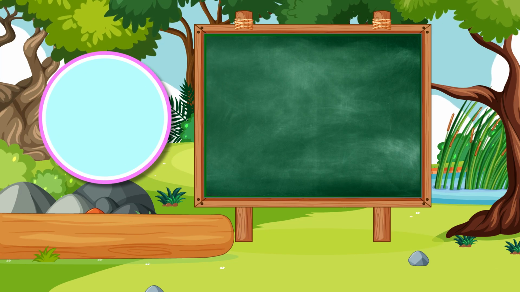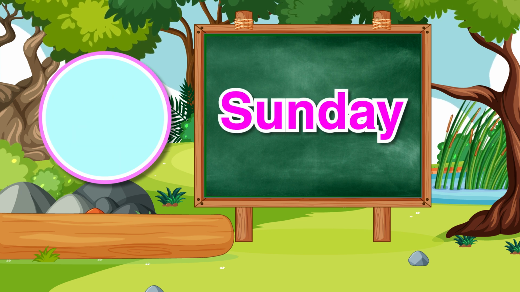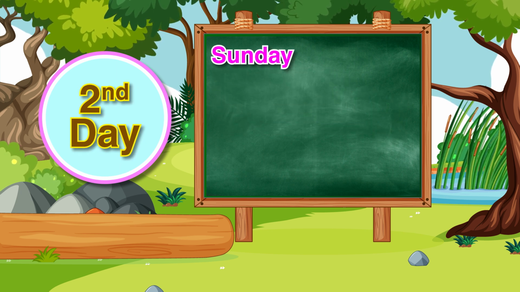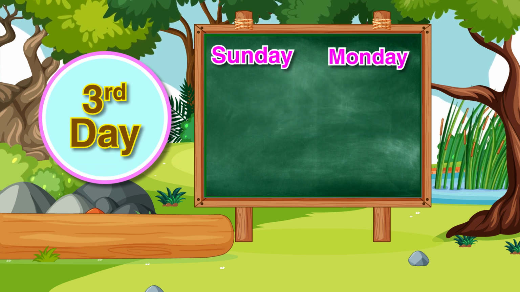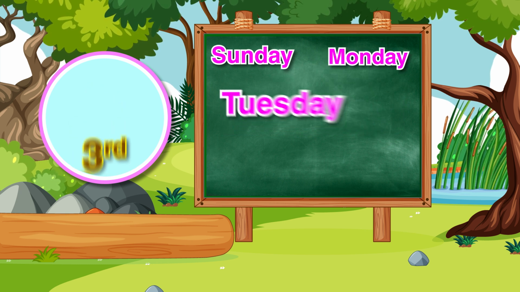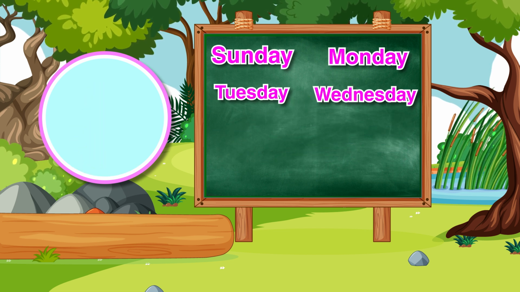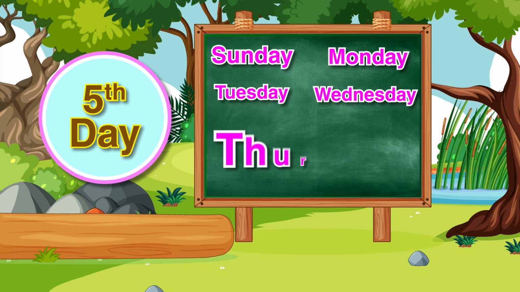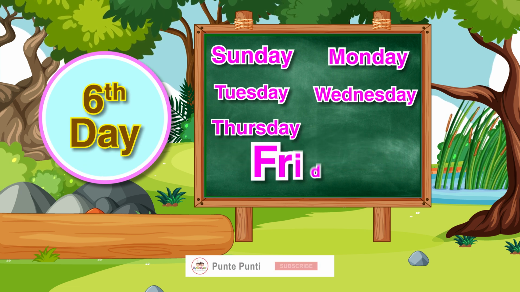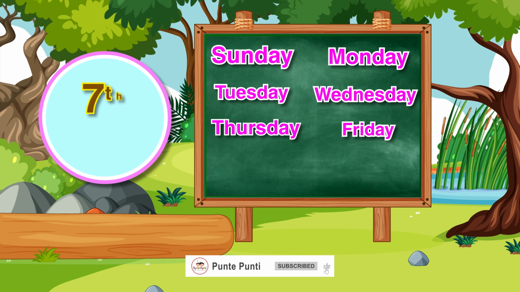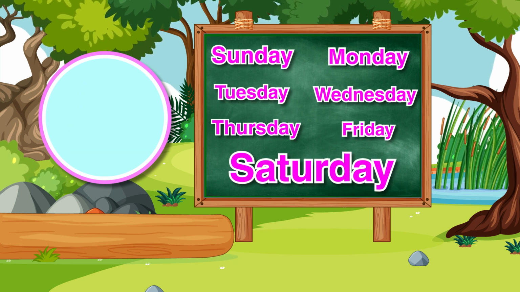Now repeat after me. First day of the week is called Sunday. Second day of the week is Monday. Third day of the week is Tuesday. Fourth day of the week is Wednesday. Fifth day of the week is Thursday. Sixth day of the week is Friday. Seventh or last day of the week is Saturday.